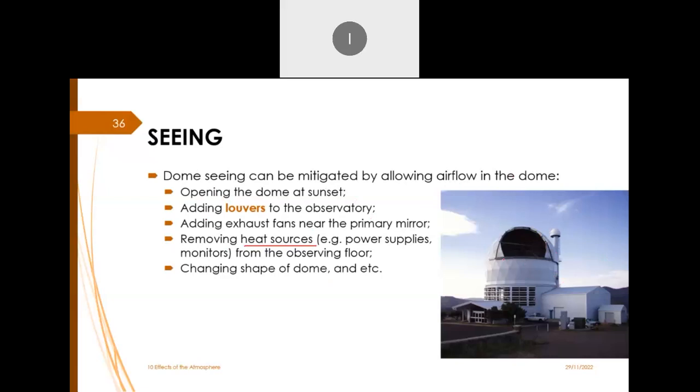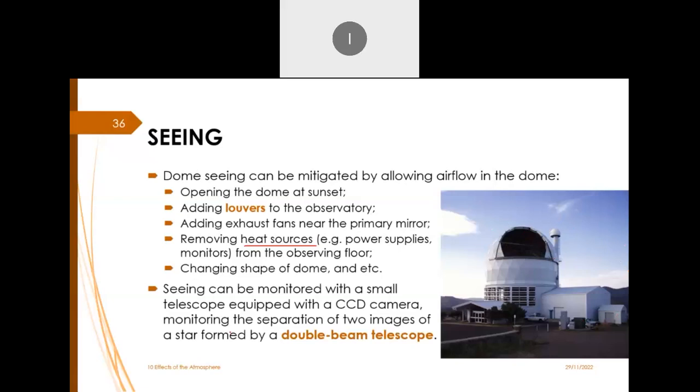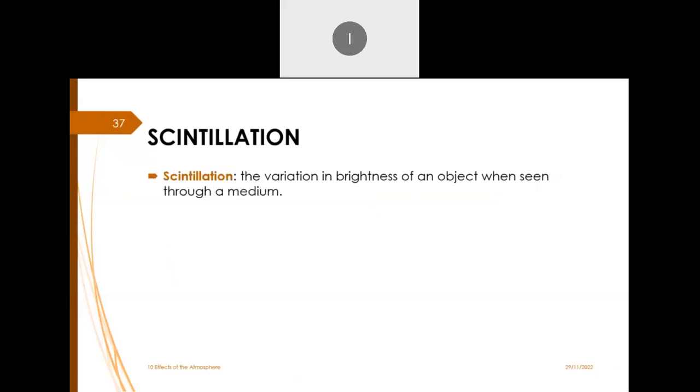Maybe for the dome you can have open air from here, or maybe the next day you open the other side. So there is a moving of air coming through from the exterior to the interior, and interior to the exterior. The seeing can be monitored with a small telescope equipped with a CCD camera, monitoring the separation of two images of a star from a double beam telescope.